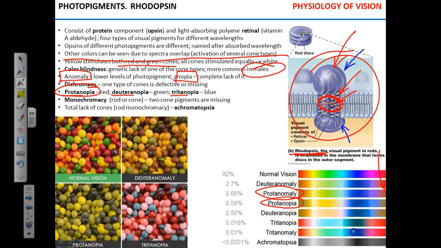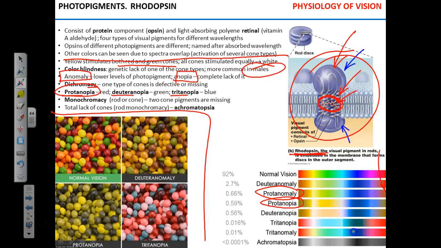Is that clear? Am I clear? Understand the difference between anomaly and anopia. Anomaly is the low level, anopia is the absence. Does that make sense? So it creates, in my opinion, quite an exciting spectrum of color blindness.